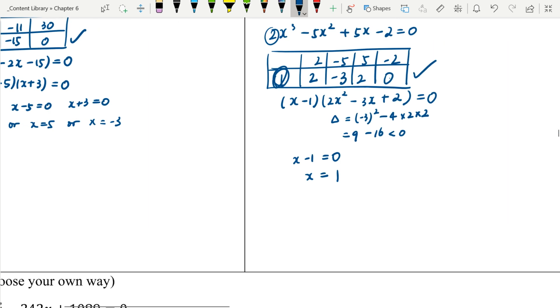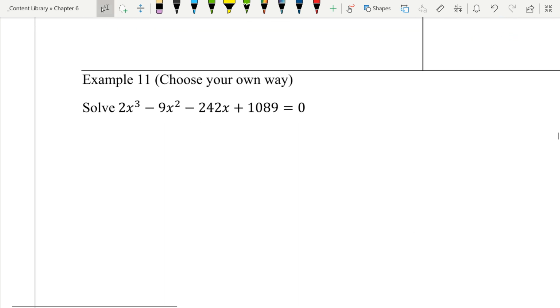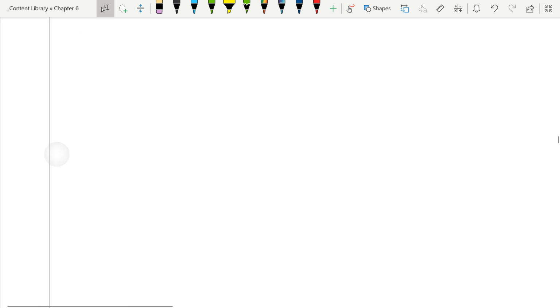Okay, that's basically factorizing a cubic. Choose your own way to do that. I have shown you a lot of methods. You can try some method to factorize that one.